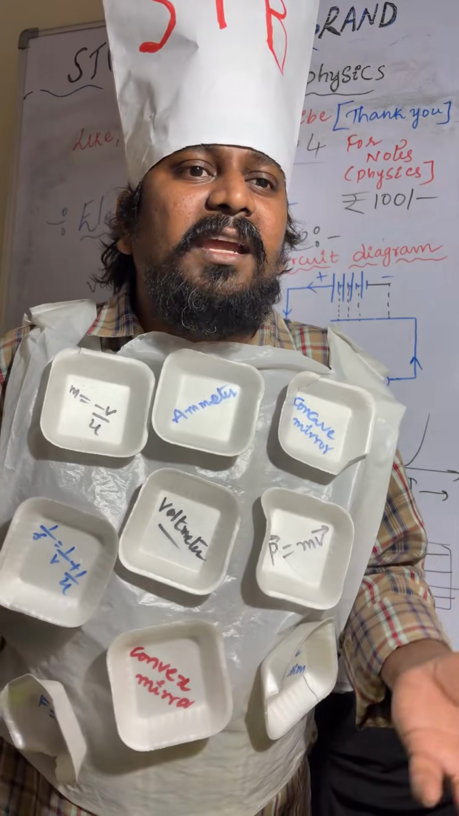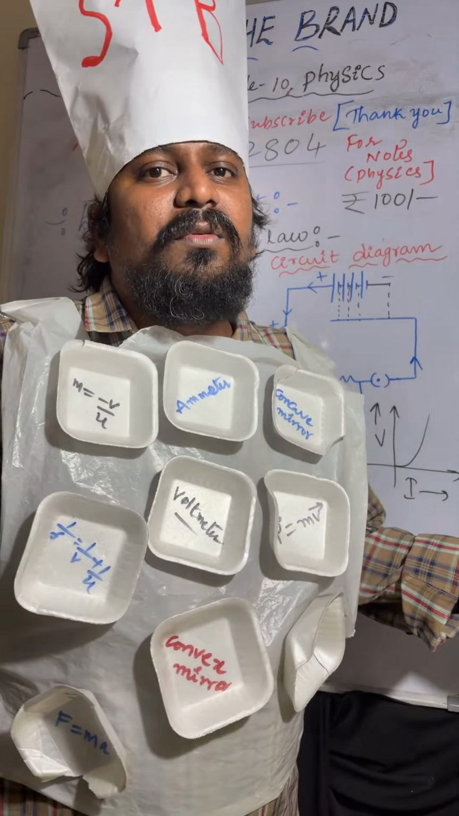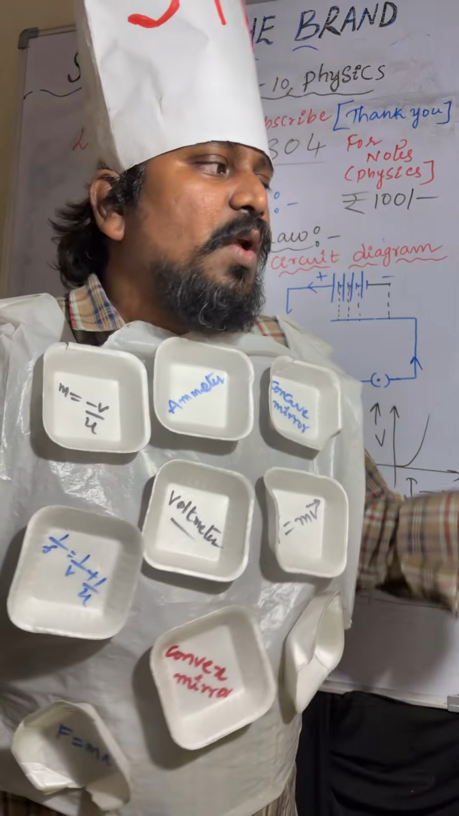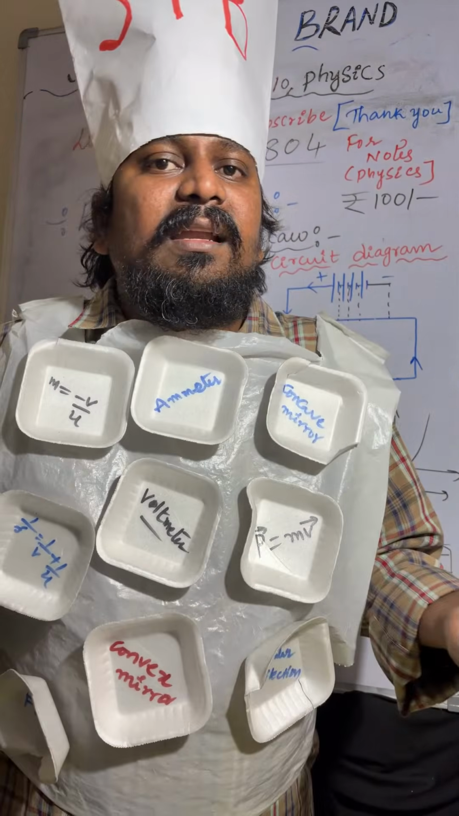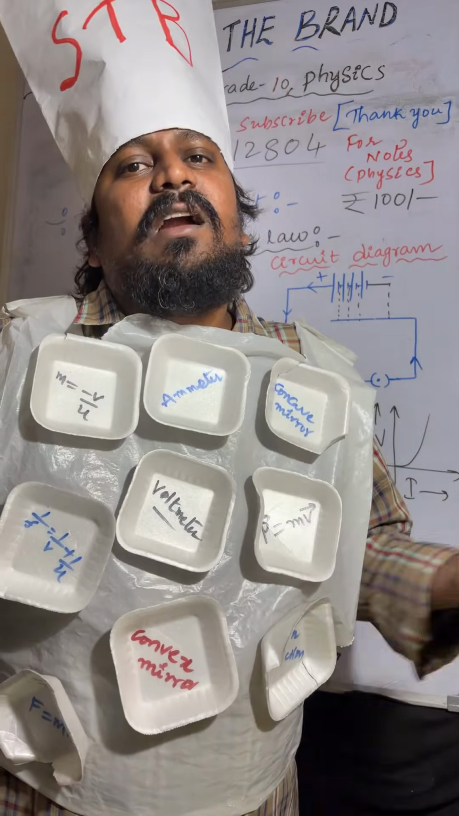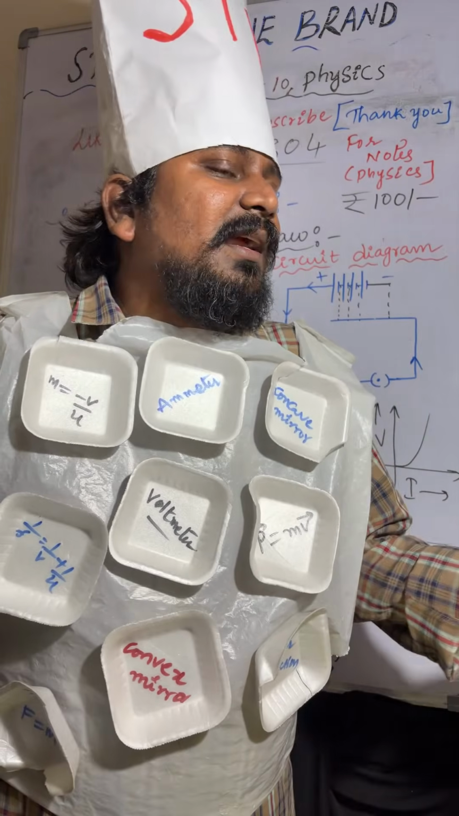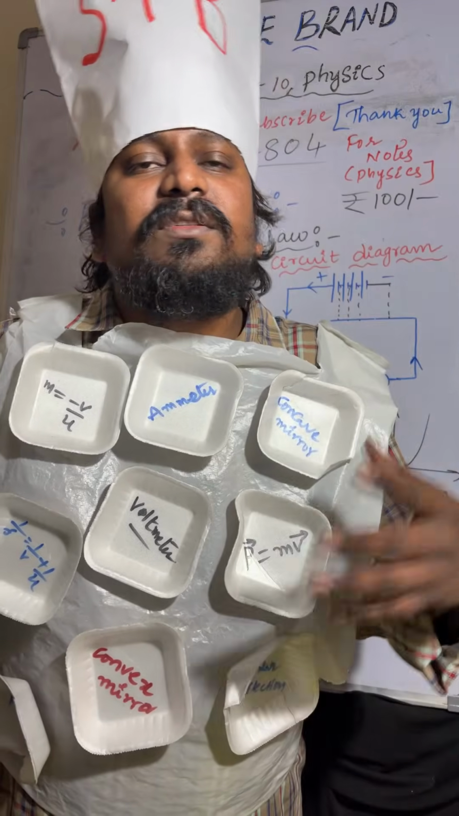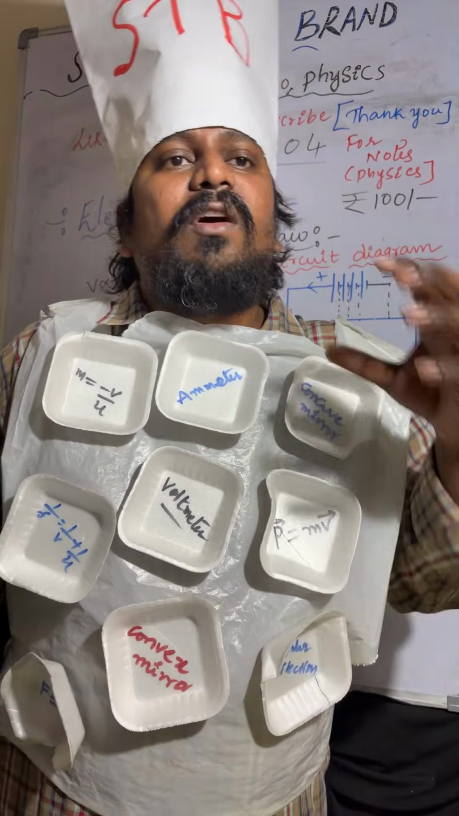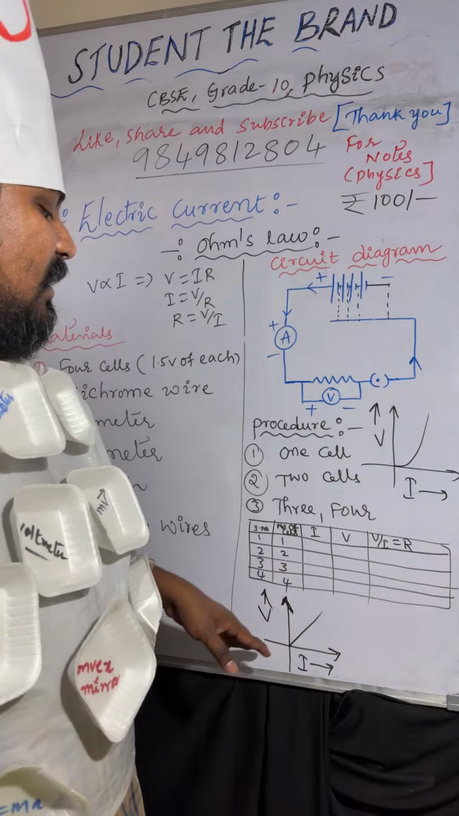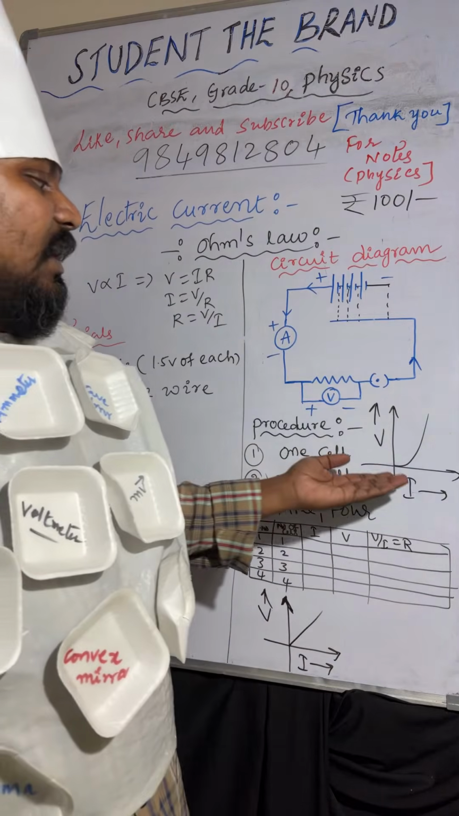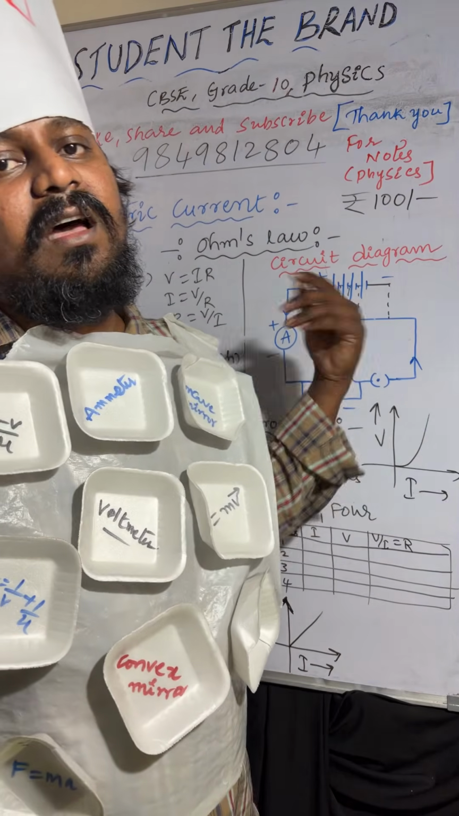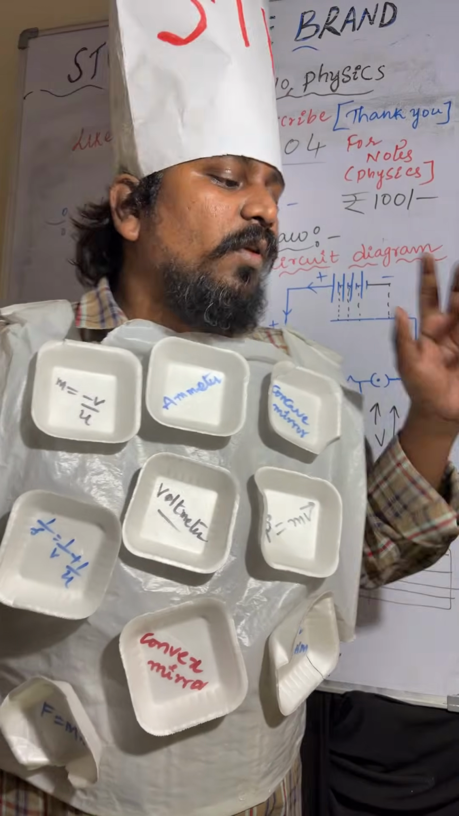So what do you mean by ohmic conductors and non-ohmic conductors? The conductors which obey Ohm's law are called ohmic conductors. The conductors which do not obey Ohm's law are called non-ohmic conductors. For ohmic conductors, the graph is a straight line starting from the origin. Here also, the graph is curved for non-ohmic conductors. Once again, Ohm's law.